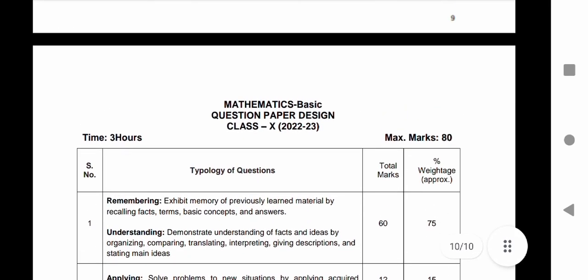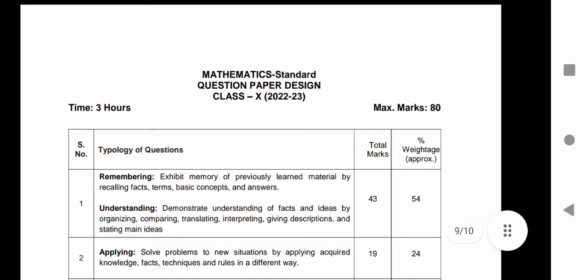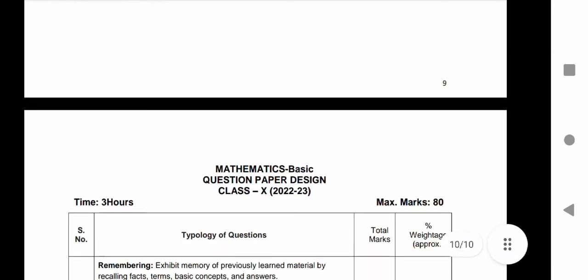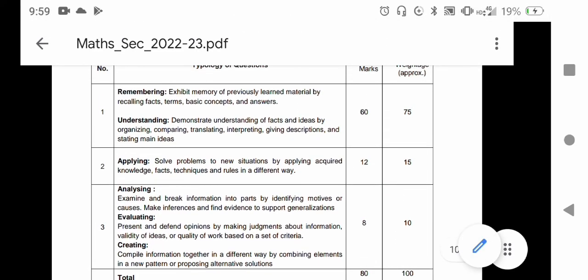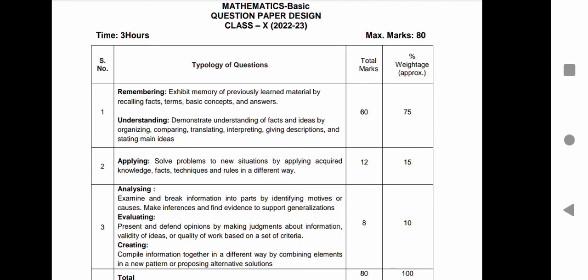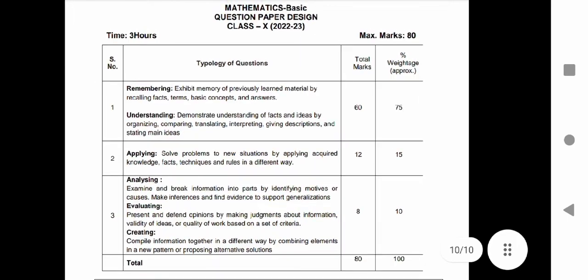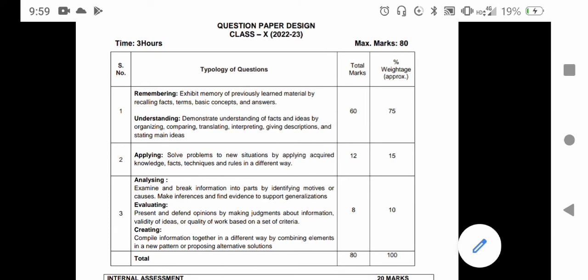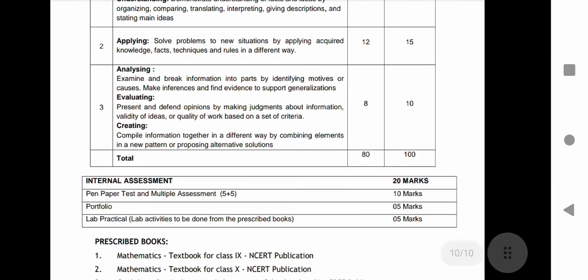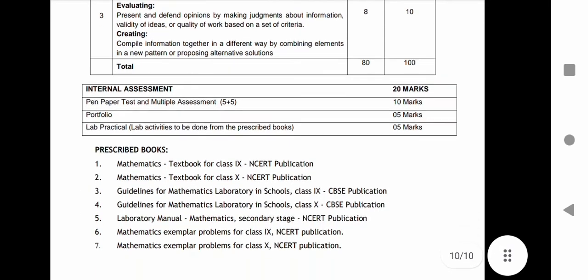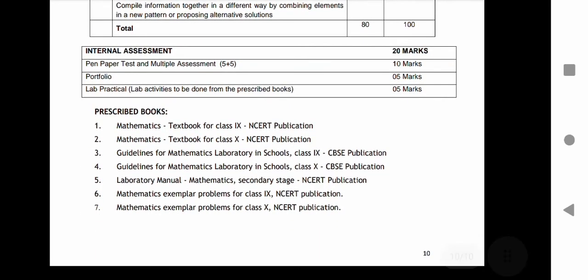Same thing is given here. No, I think this was for standard, and this is for basic. So take a screenshot of both of them, whichever you are comfortable with, whichever you have taken. So it is of basic and standard. The internal assessment process would also be the same for those who have chosen basic, and after that the prescribed books' names are given here. These are not basically very important for you.